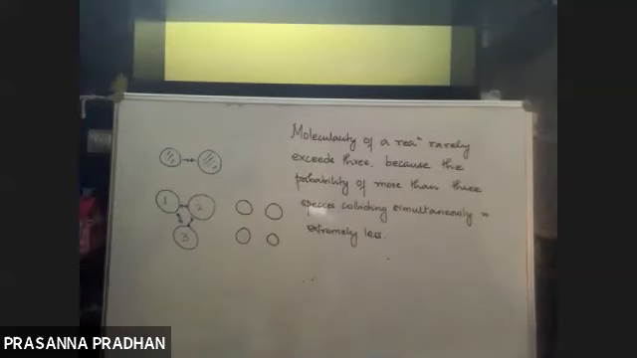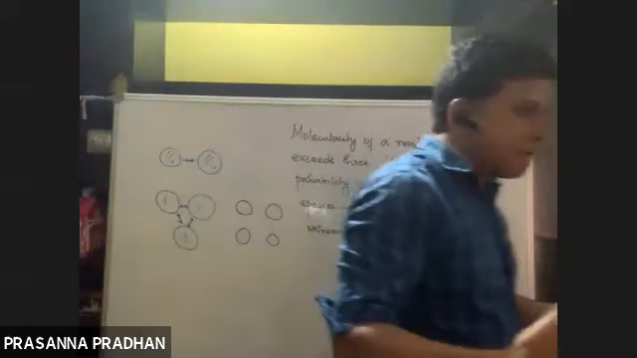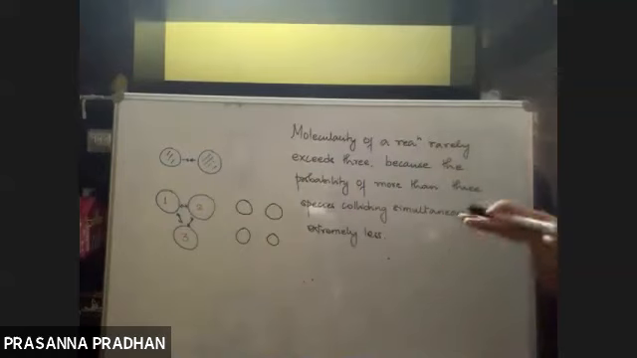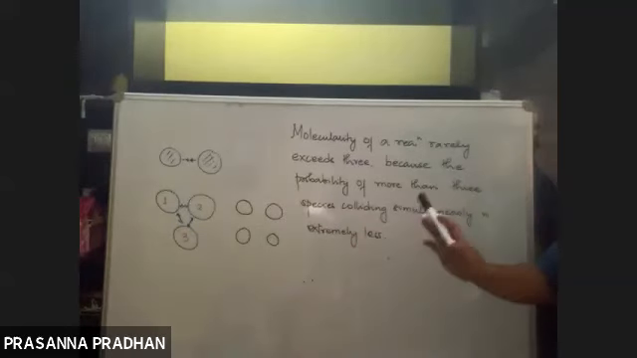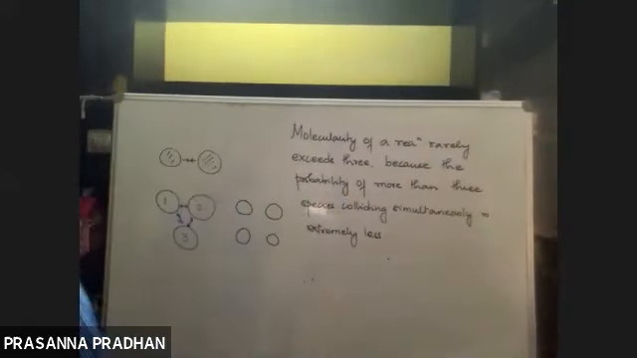Explain why molecularity of a reaction rarely exceeds 3. Because as the number of species increases, the probability of simultaneous collision will go on decreasing. And here the probability of 4 molecules colliding at the same time is very less. That is why the molecularity rarely exceeds 3.